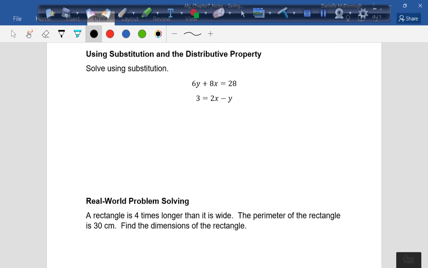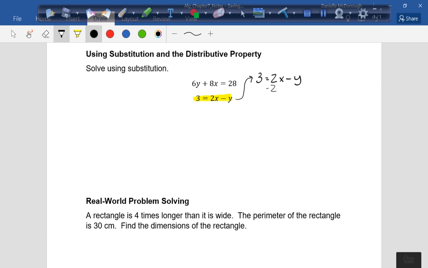Here's another example. We have 6y plus 8x equals 28 and 3 equals 2x plus y. The first thing that we need to do is take this equation right here and solve for y, or get y by itself. So in order to do that, I'm just going to work over here. I have 3 is equal to 2x minus y.